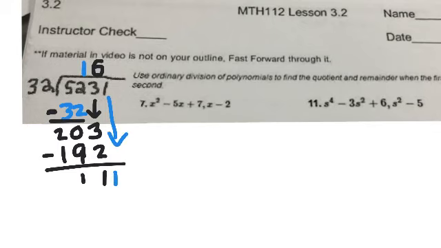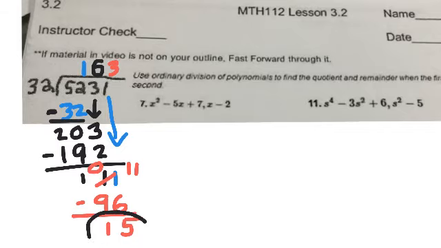So now 32 can go into 111 3 times. 3 times 32 is 96. And then we subtract. So this becomes a 0. This becomes 11. 11 minus 6 is 5. 10 minus 9 is 1. And so then we're left with a remainder of 15.